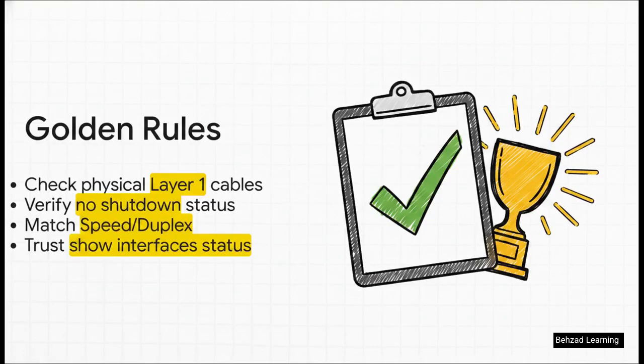So to wrap this explainer up, here are your golden rules for success, both on your CCNA exam and out there in the real job market. Number 1, always verify your physical layer 1 cables first. Number 2, ensure the port actually has power by verifying it isn't administratively down. 3, ensure your speed and duplex settings match perfectly across the link to avoid that auto-negotiation trap. And 4, trust your show interfaces status and counter commands to reveal the truth even when those green lights are lying right to your face.